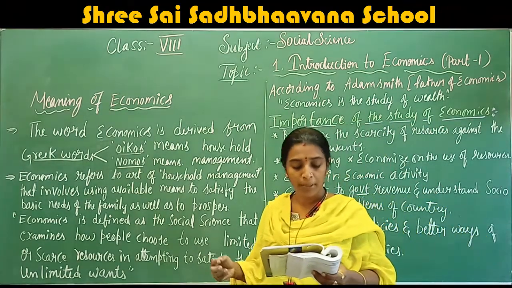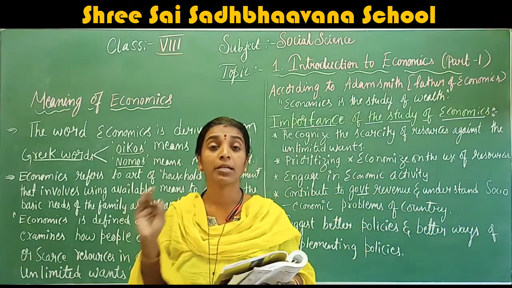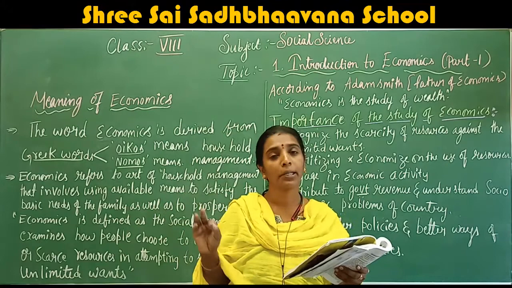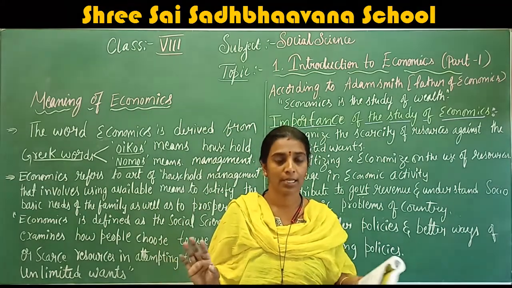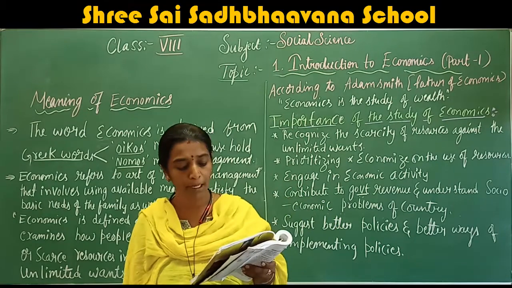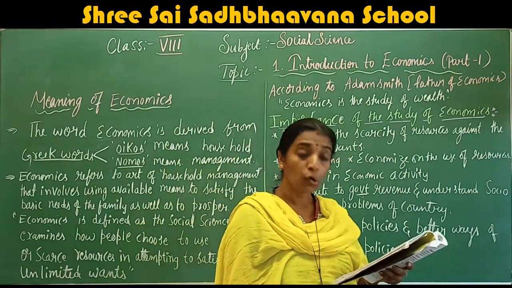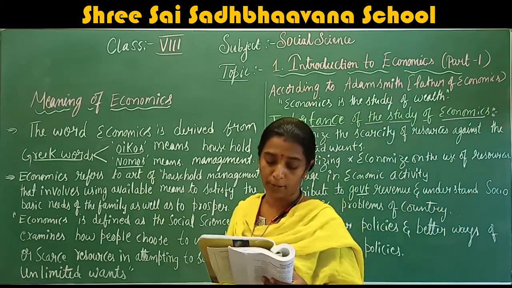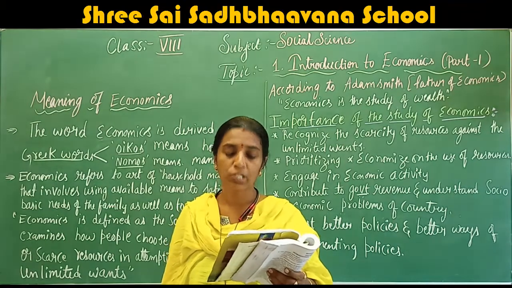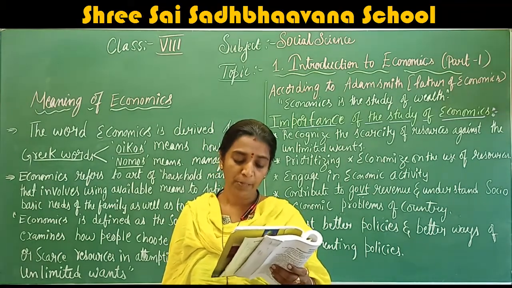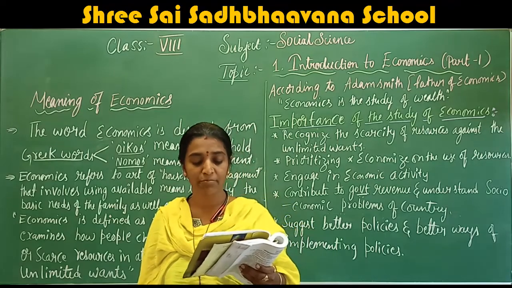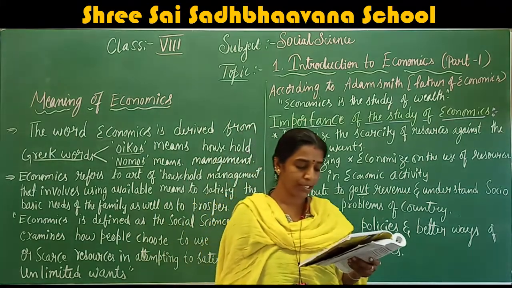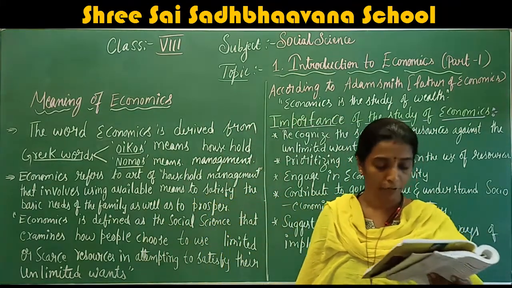According to Alfred Marshall, he was a great economist, children, economics is the study of people in the ordinary business of life, in ordinary lifestyle. And according to Lionel Robbins, in 1932 he gave this definition: Economics is a science which studies human behavior as a relationship between given ends and scarce means which have alternative uses. And Paul A. Samuelson gave a definition in 1948.